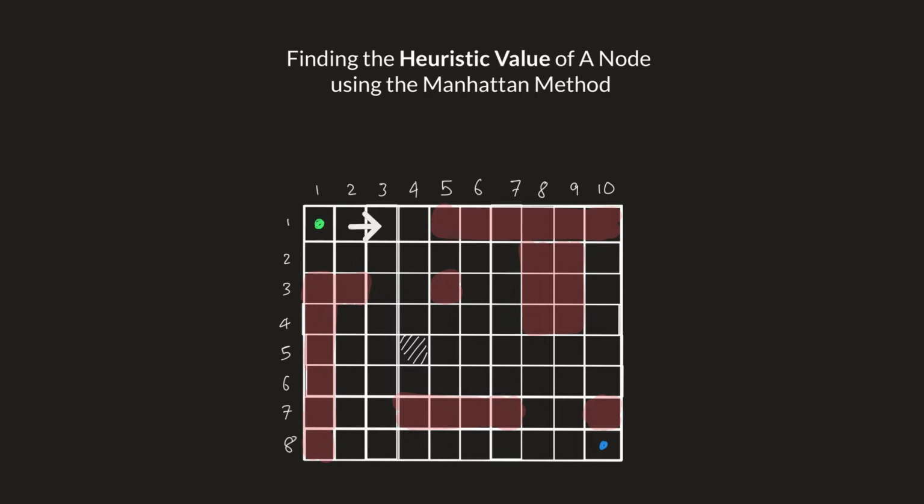So we do this by counting the number of blocks we travel, first horizontally and then vertically towards the endpoint or the blue dot. So if we count these, we will find that there are 1, 2, 3, 4, 5, 6, 7, 8, 9, 10, 11, 12, 13, 14, 15, 16 blocks we must travel. So the heuristic value for the first node would be 16.